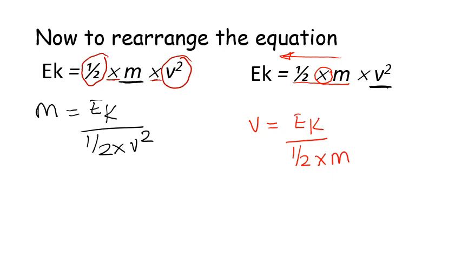But we have to be careful. We have velocity squared here. The question will ask you to calculate velocity only. So in order to calculate velocity, the inverse of a square is the square root. So we have to put the square root sign in. One tip here is that for any rearrangement of this equation, kinetic energy will always be on the top of the division.